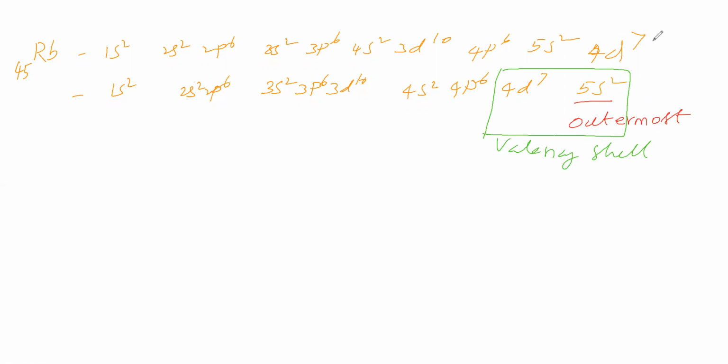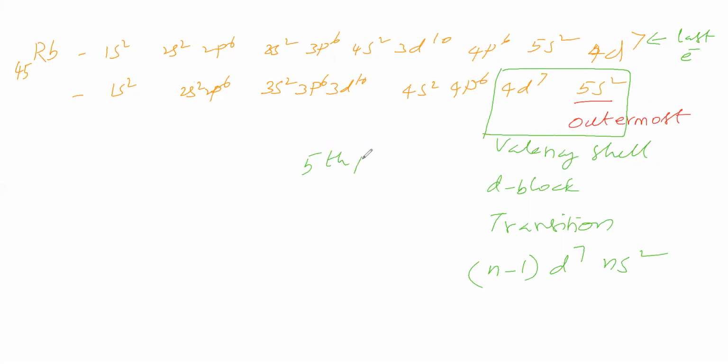Then the last electron goes to 4d. Therefore, this is a d block element. In a d block element, the valence shell d subshell is incompletely filled. Therefore, this element is a transition element. Next, the general valence shell configuration: this is n minus 1 d7 ns2. The outermost shell principal quantum number is 5, therefore it is the fifth period.